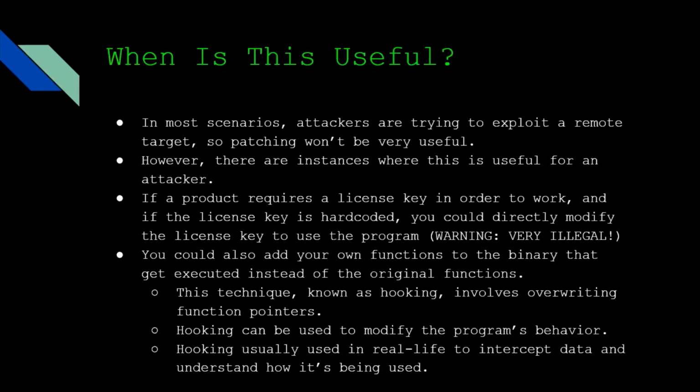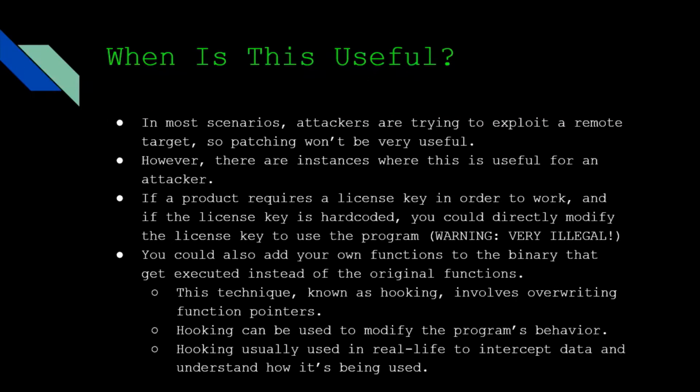You could also do something like add your own functions to the binary and have those functions get executed instead of the original functions. So this technique is known as hooking, and it basically involves overriding the function pointers with your own function pointers so that you would change the function that gets called when that function pointer is executed. So this way you can also modify the program's behavior. And in real life, hooking is actually used a lot so that you can intercept data and understand how it's being used.